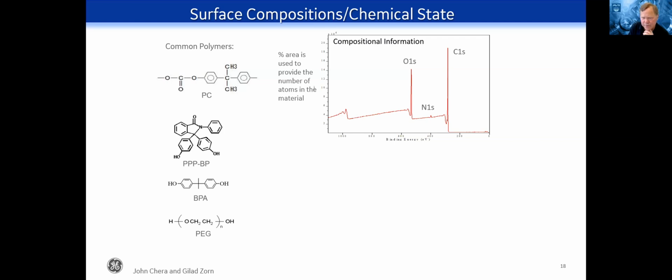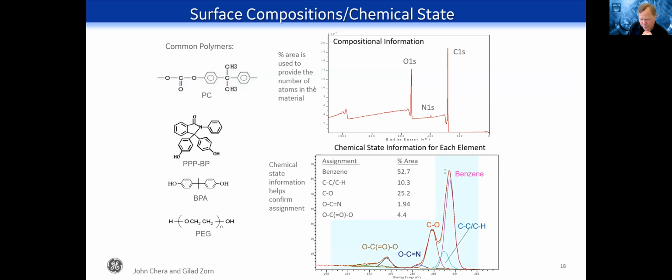So here we could see that the specimen has carbon, nitrogen, and oxygen. Through the peak area and the application of the sensitivity factors, we get the percent of each of those elements. We could calculate the number of atoms that we would expect to be in the material, and that provides useful information.